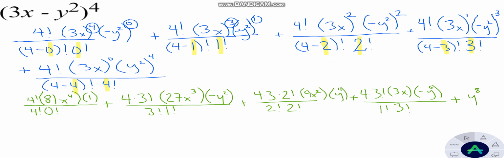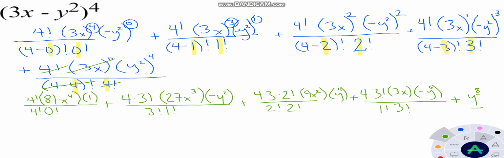I'm actually going to start with the last term this time, which I just wrote, y to the 8th, right here. The reason is, if we look at the last term, this is 0 factorial, which is equal to 1, and this is 4 factorial, so we can cancel these out. And 3x to the 0 power is just 1, so we can disregard that, and we can use the power rule. y squared raised to the 4th power is y to the 8th. And that's our final term.